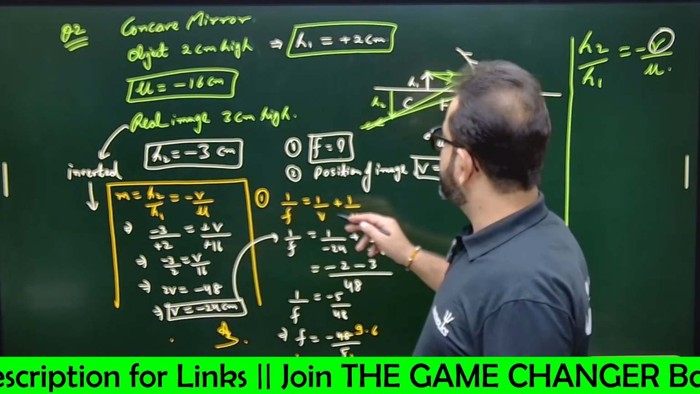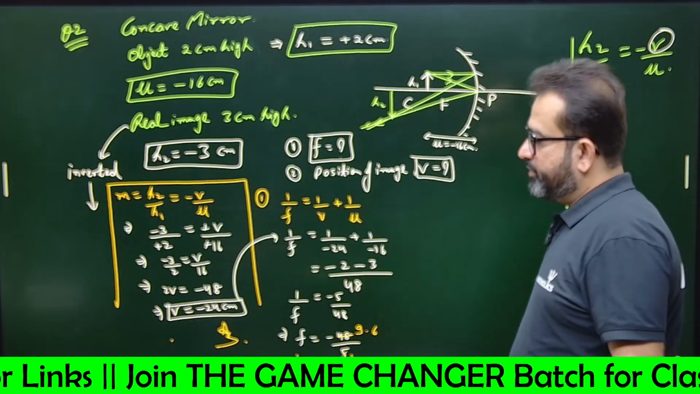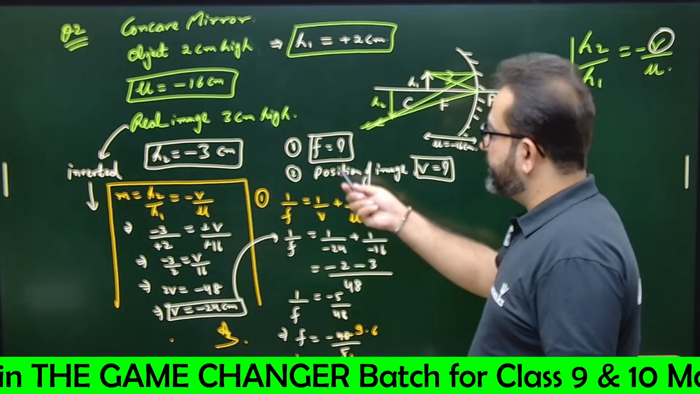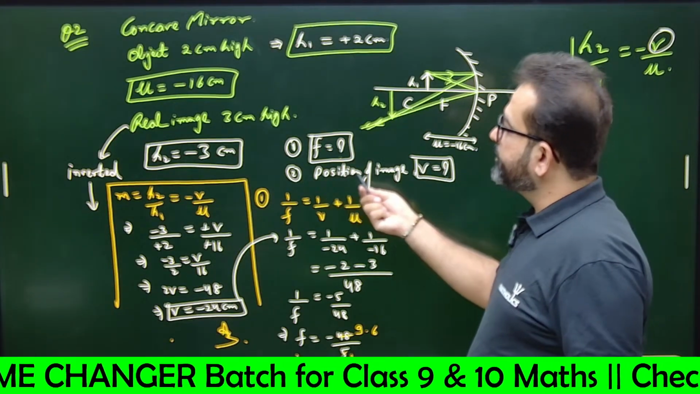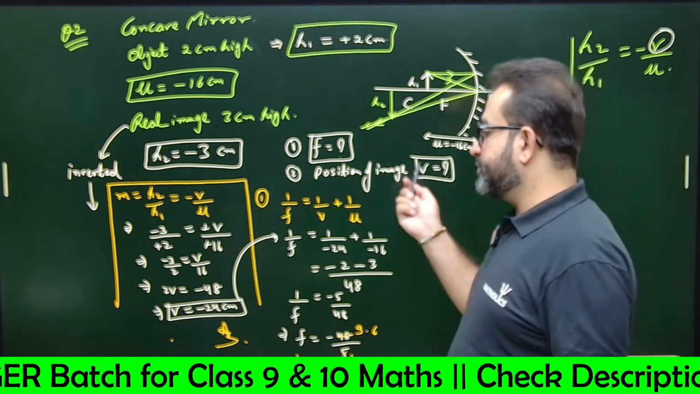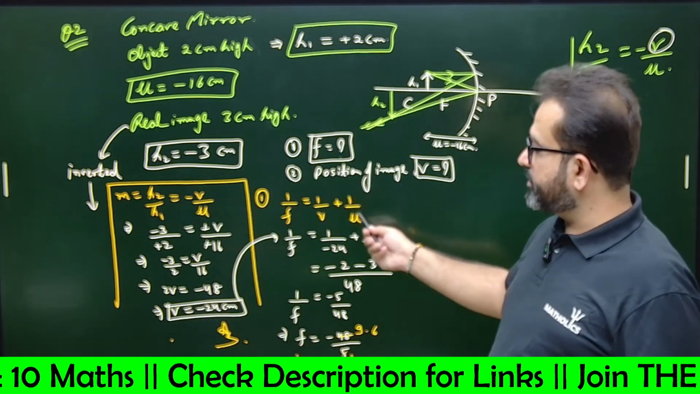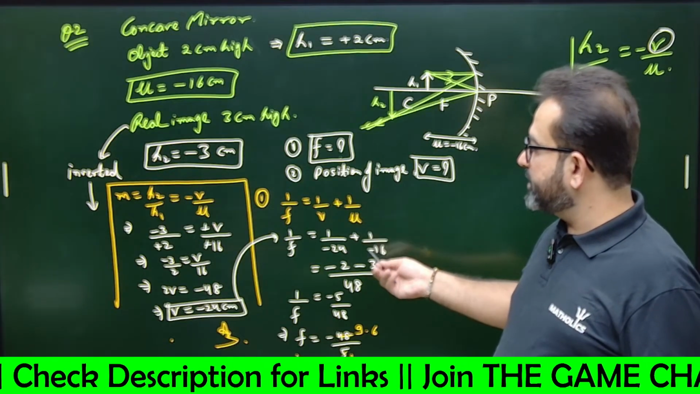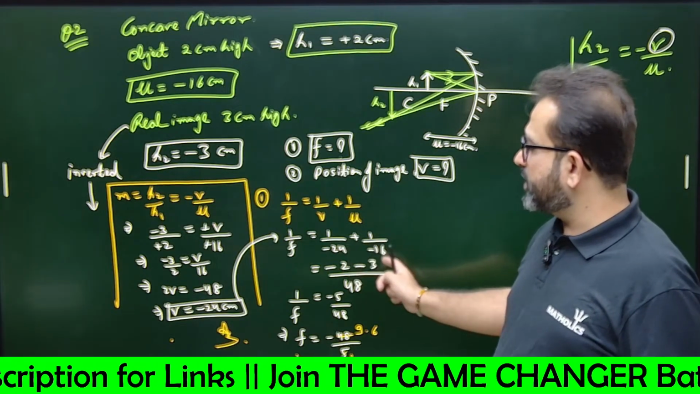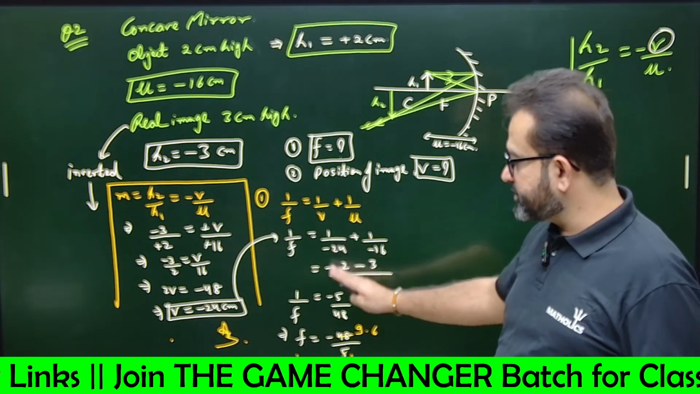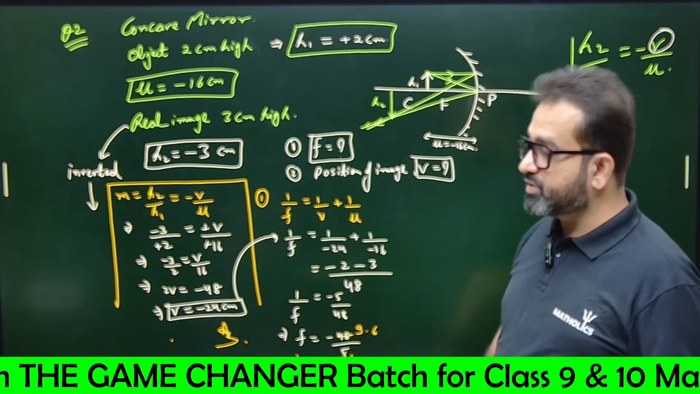Now you have to find out the focal length F. How to find out? We have to find focal length and we have to find position of image. So first you find position of image V. Then we'll use V in the formula 1 by F equals to 1 by V plus 1 by U. Putting all these values, minus 24, minus 16. So 24, 16, LCM will be 48. In this way, you'll solve. You'll get F equals to 9.6.